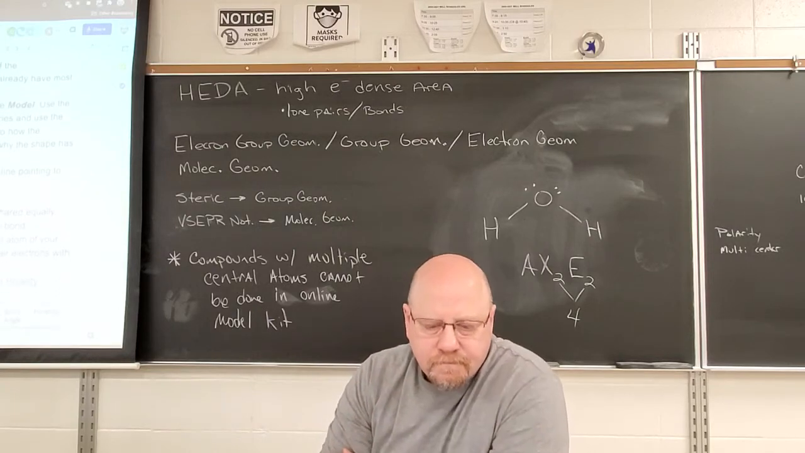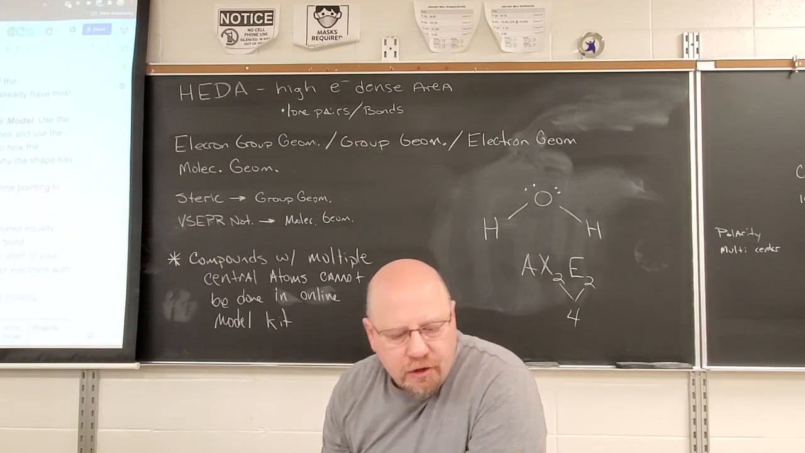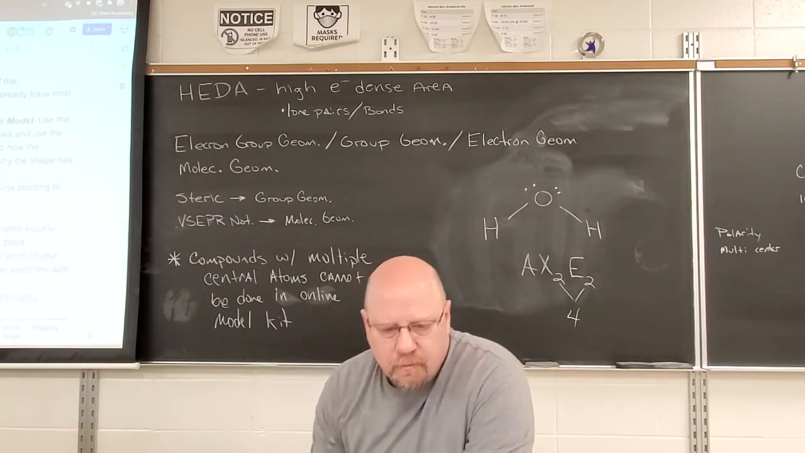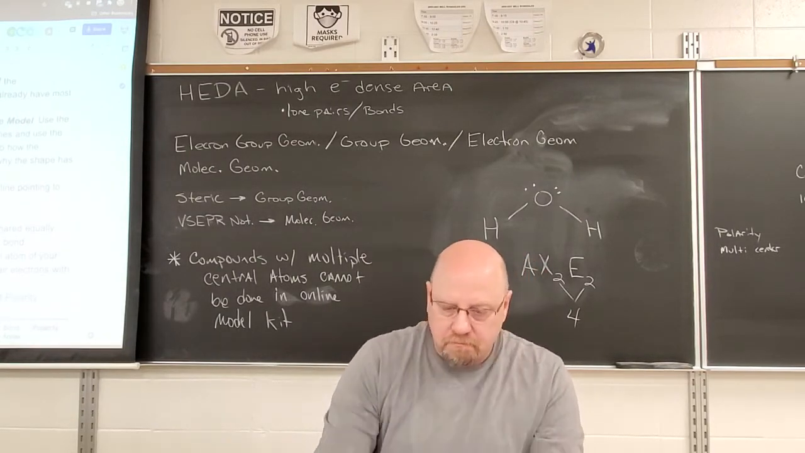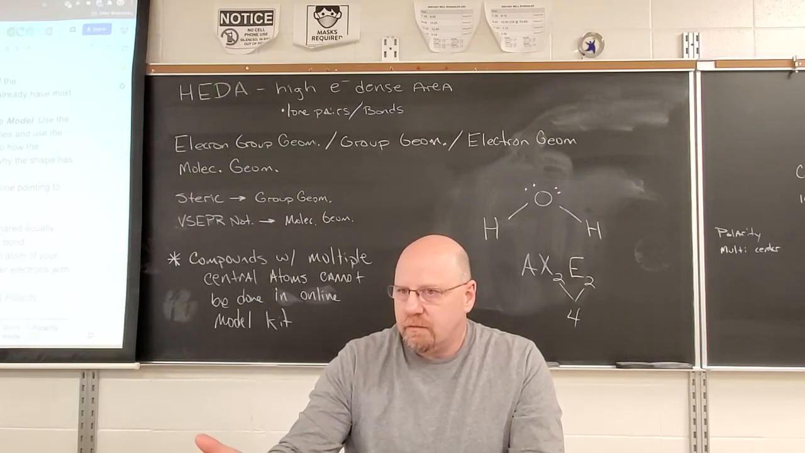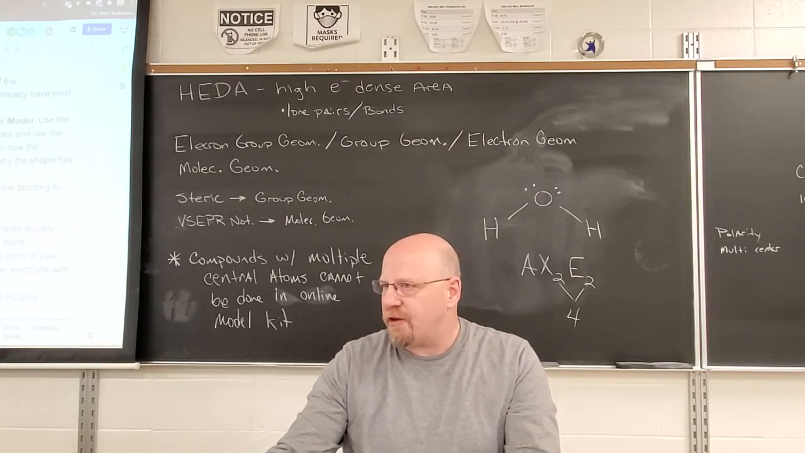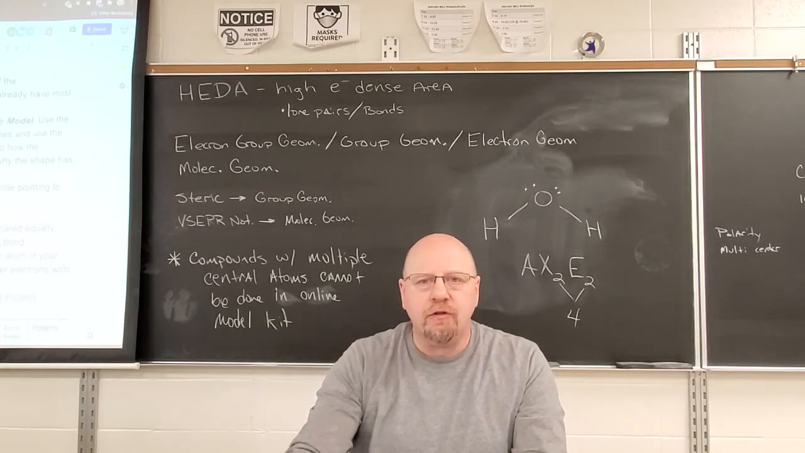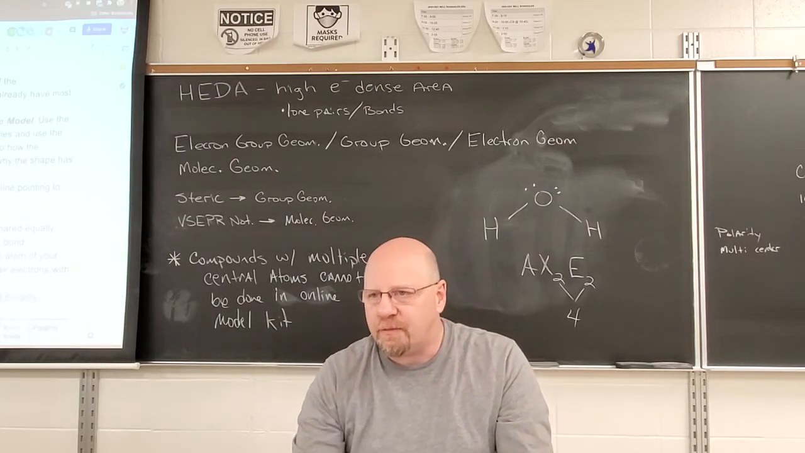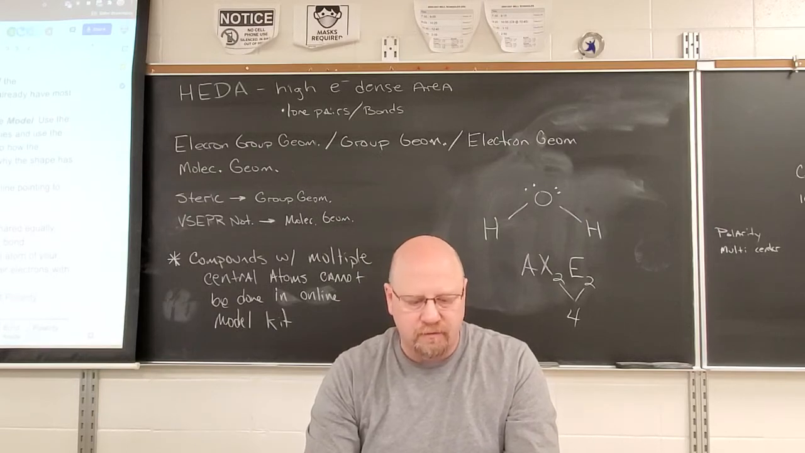Now, you're going to use the PhET site where we're making the models. And you're going to make the models based on your Lewis structure. Make sure the number of bonds is correct. Make sure the lone pairs are correct. And use the information that you are given to be able to answer the other parts.